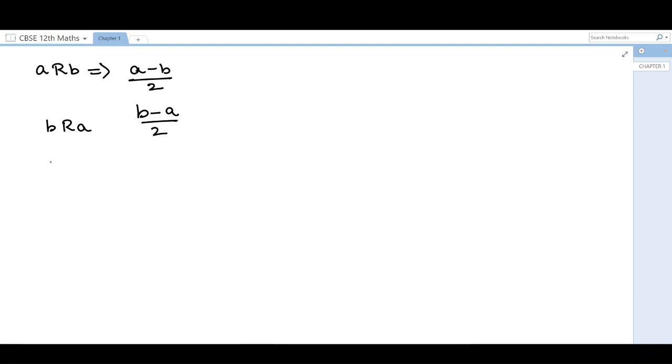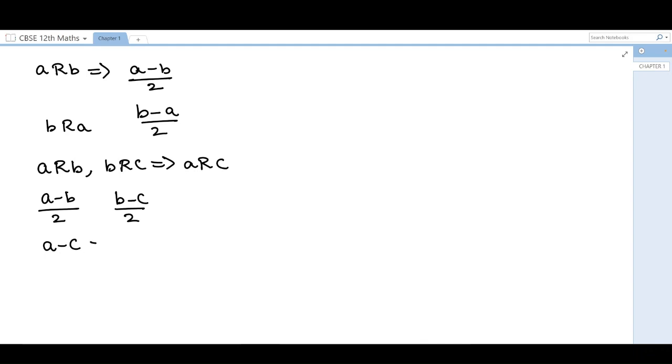Moving on to the third property, transitive. If you take the elements a, b, c from the set of integers such that a is related to b and b is related to c, now we have to prove a is related to c. Since a and b are related, a minus b is divisible by 2 and b minus c is also divisible by 2. Now we have to prove a is related to c, that is a minus c is divisible by 2. So if you add and subtract b, you will get a minus b plus b minus c.